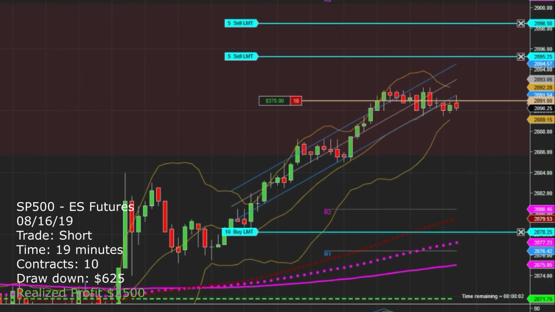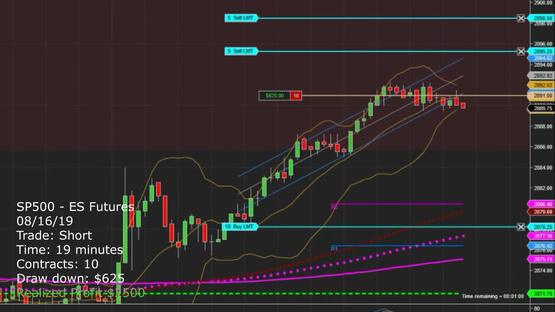Okay, and now we should start to see some movement down. The bulls have failed to be able to take it higher, and so more bulls will begin to take profit, potentially causing a move down. Seen a decent red candle down with 10 contracts. We're already well in the profit.